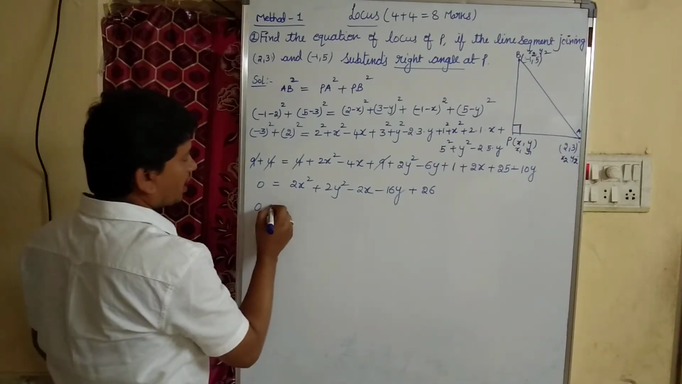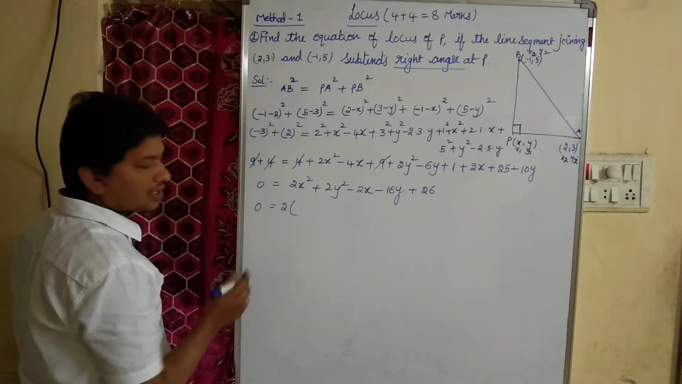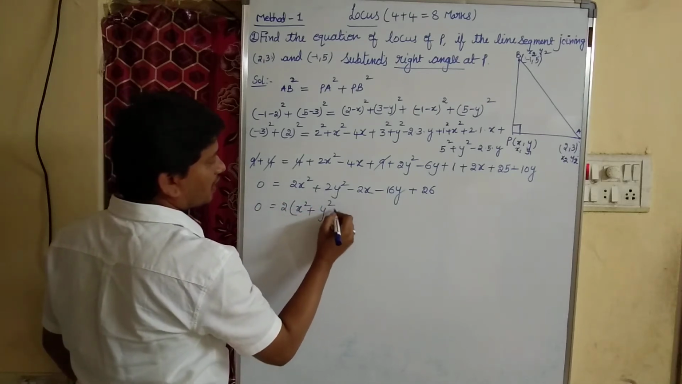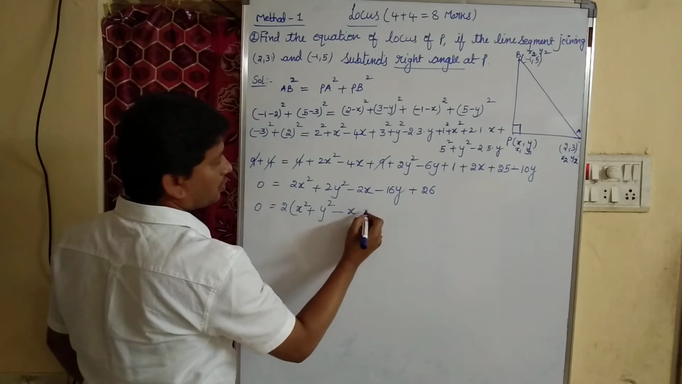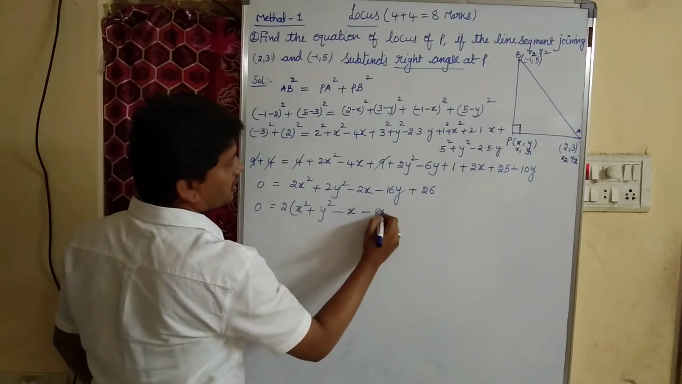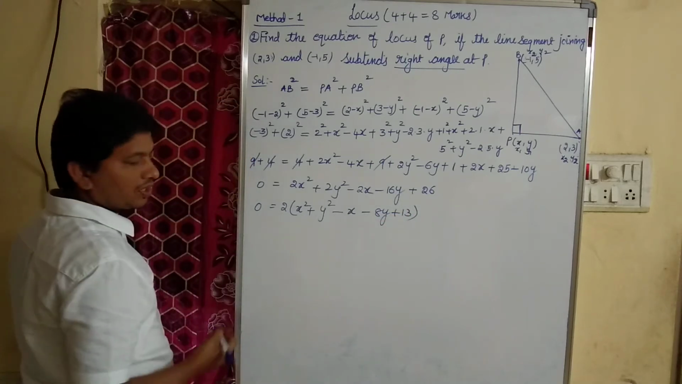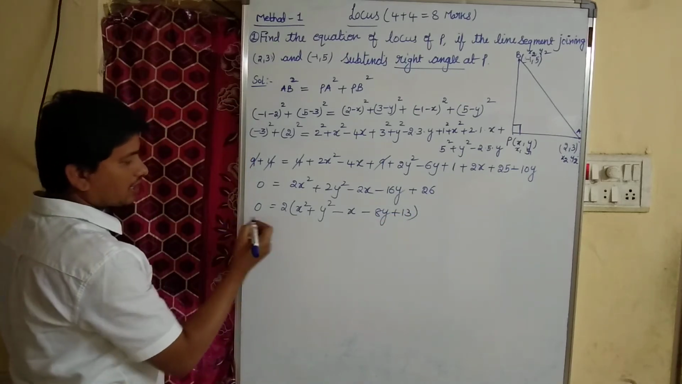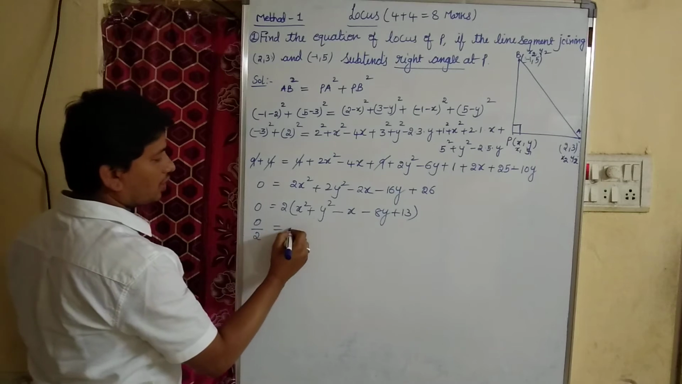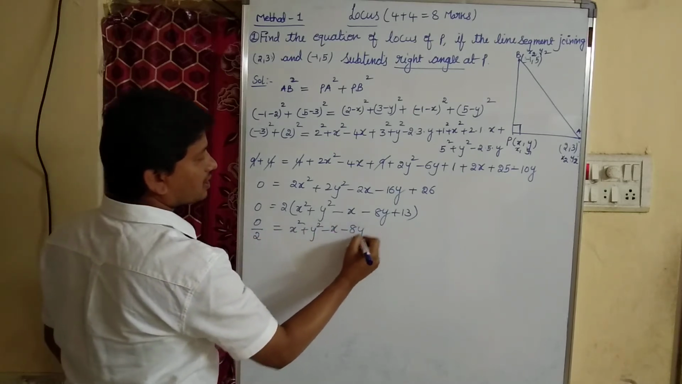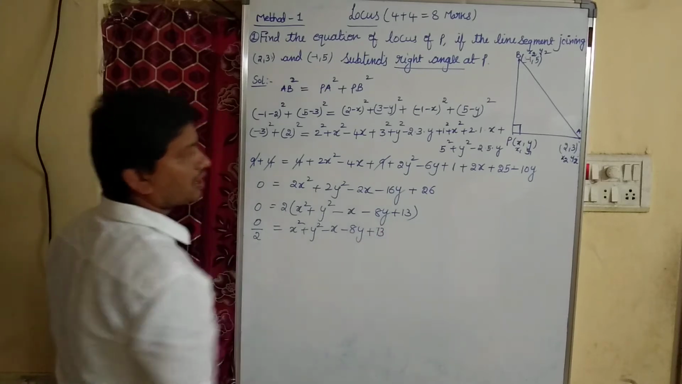Again we can take 2 as common. If I take 2 as common, 2 into x square is 2x square, 2 into y square is 2y square, 2 into 1 is 2, 2 into 8 is 16, 2 into 13 is 26. Right? Again 2 is multiplying, so let us transpose: 0 by 2 equals x square plus y square minus x minus 8y plus 13.